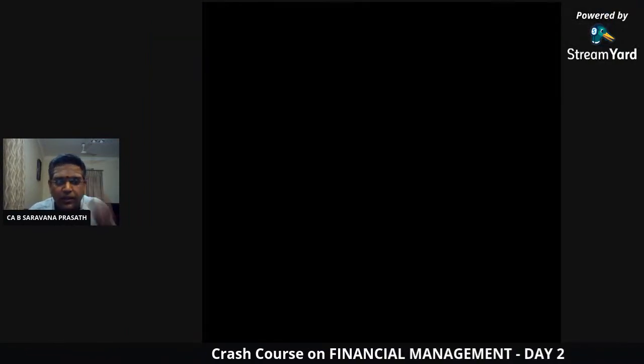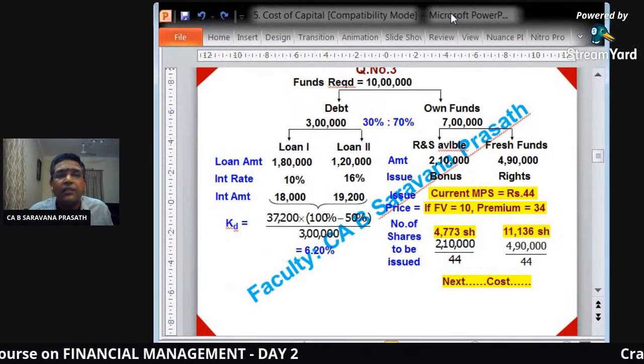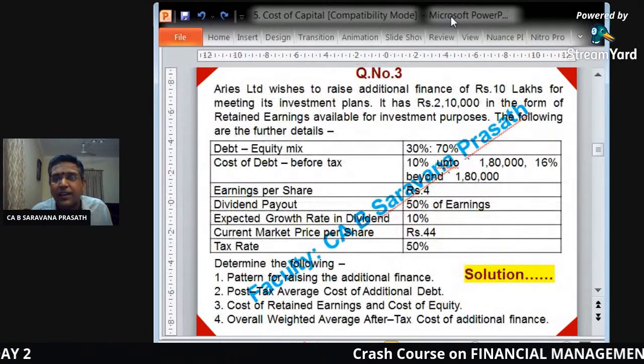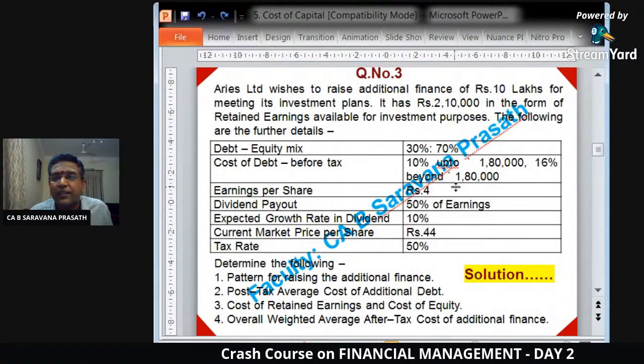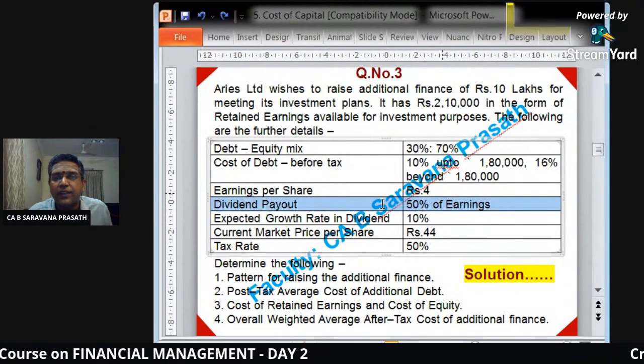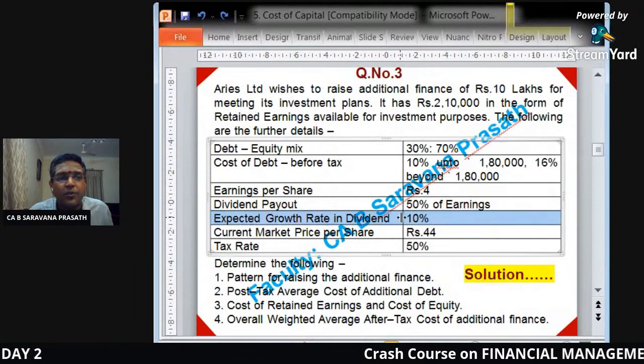But there is also another concept called logic. Visualize the possibility. Refer to the question. I will go back to the question again. Company is earning profit of 4 rupees. Company is declaring dividend of 50% of earnings. Company is expected to grow.